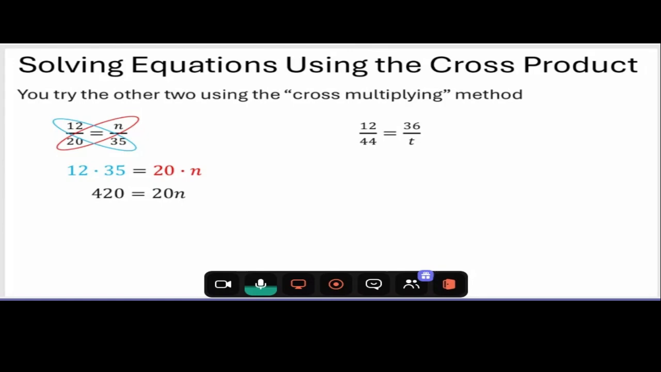So we end up with a one-step equation, divide both sides by 20, which will make the n become by itself. And 420 divided by 20 is 21. There is our answer.